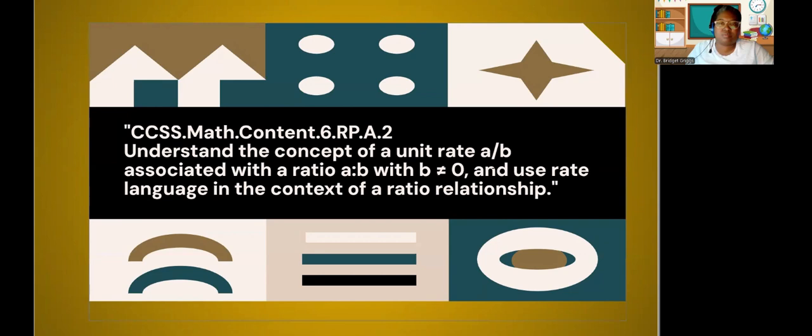Because you can write a ratio as a fraction, we don't want 0 to be the denominator because that would make it undefined. We don't want an undefined fraction. So that's the reason why they have here that B, or the denominator in this case, should not equal 0. All right, so let's look at our problem.